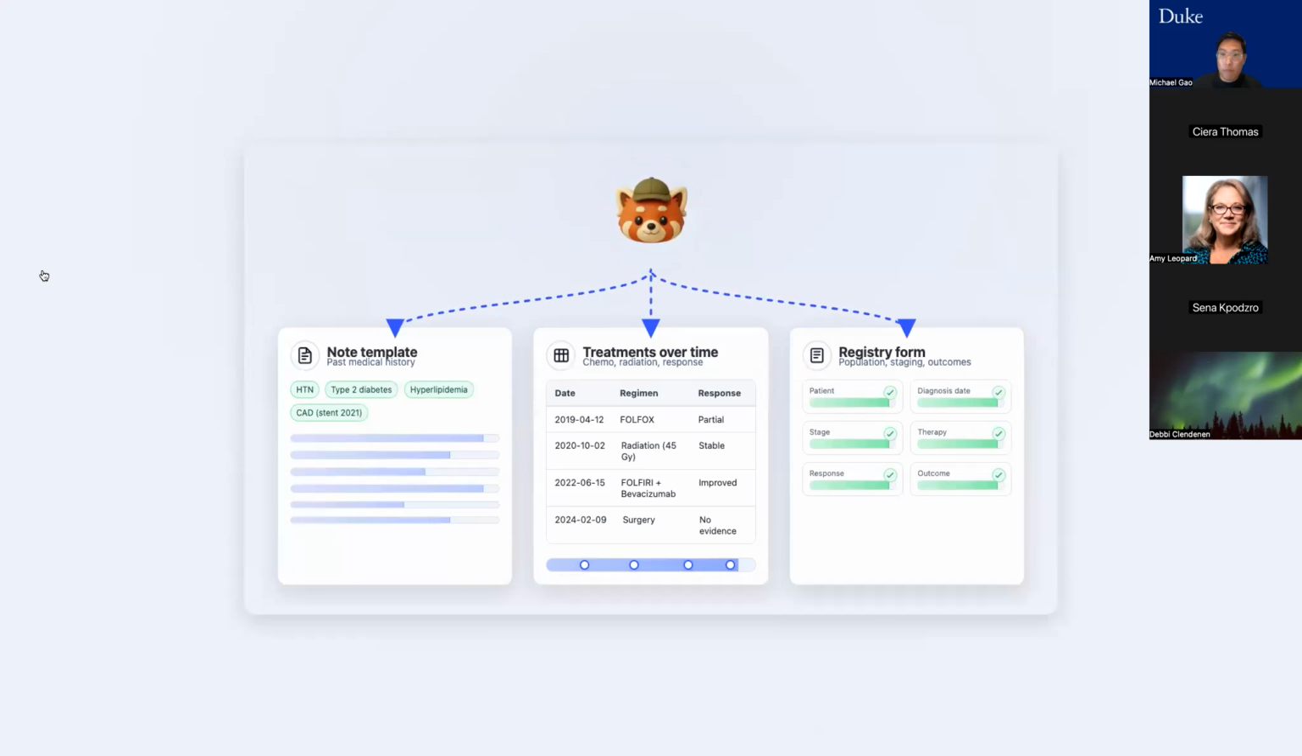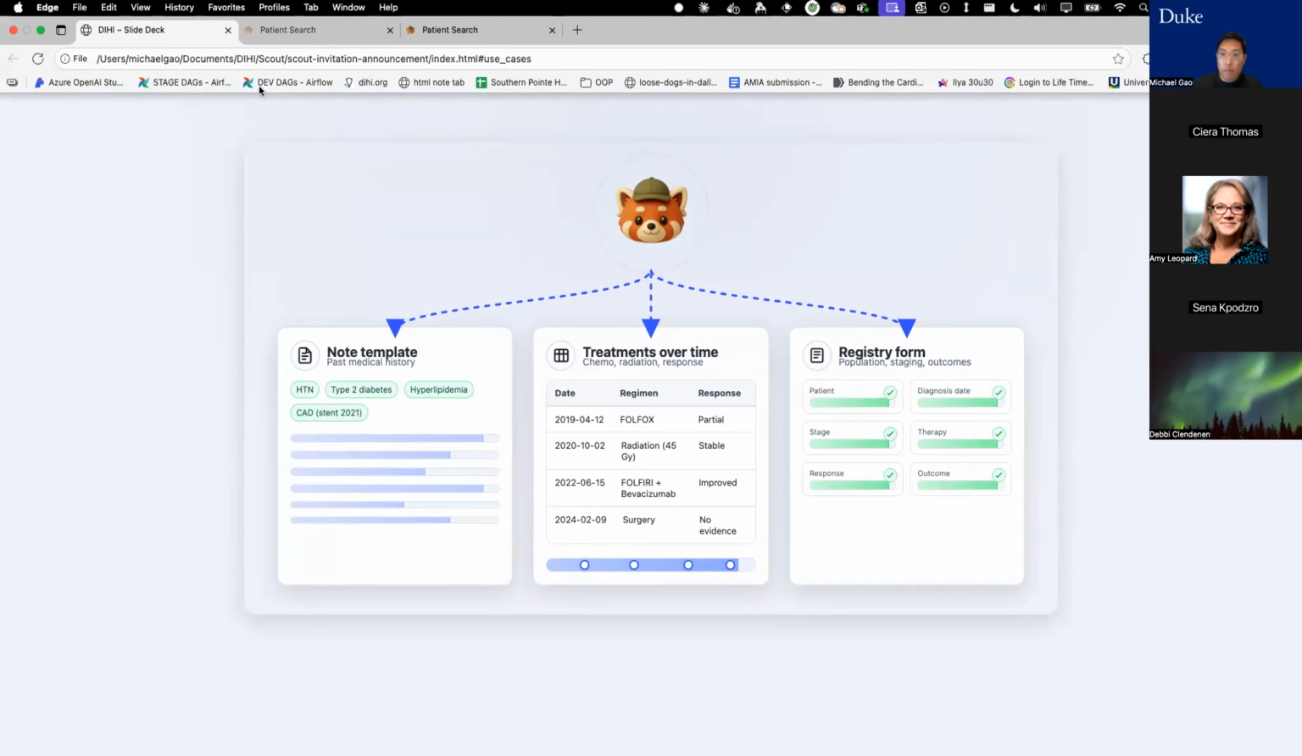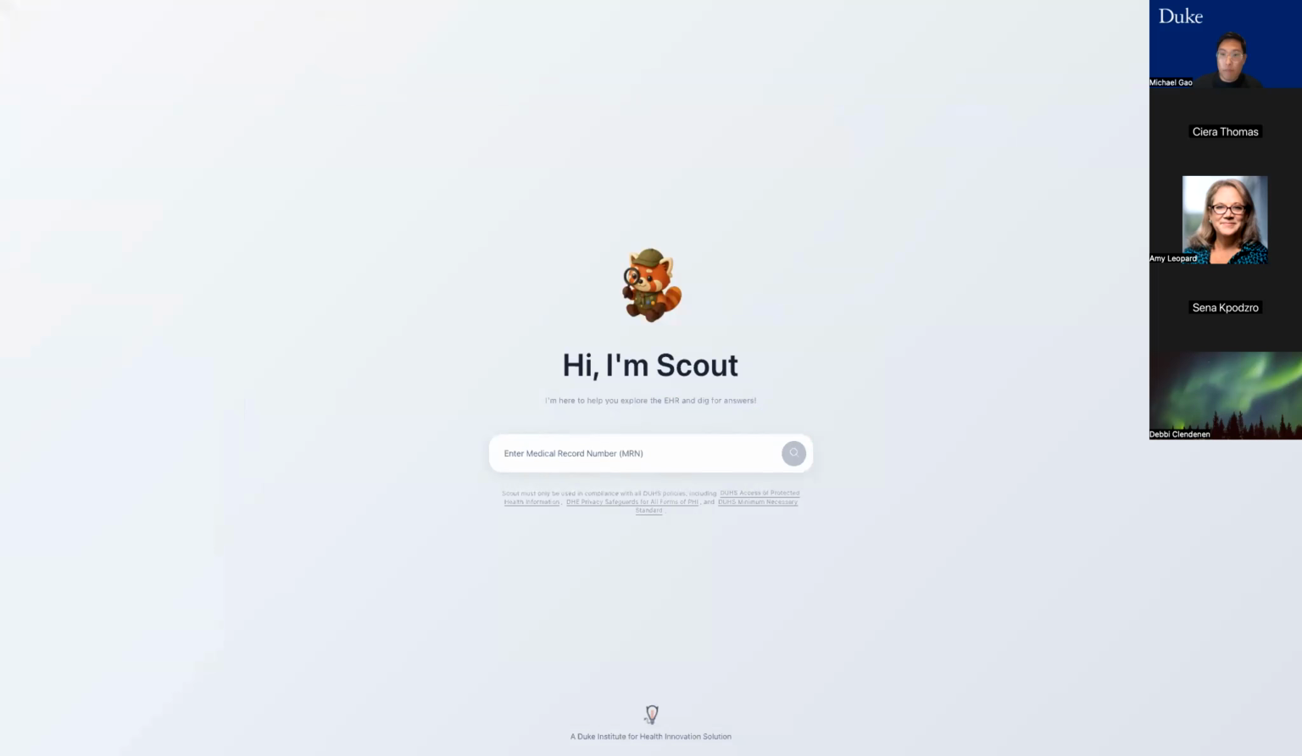And the nice part about it is that you can do a lot of different things with the downstream information. For example, if you have a note template that you want to fill out, you can fill that out. You can create a table of a patient's treatments over time, or even populate things like registry forms and so on and so forth. So it's a very general purpose tool. So I actually want to show what it looks like.